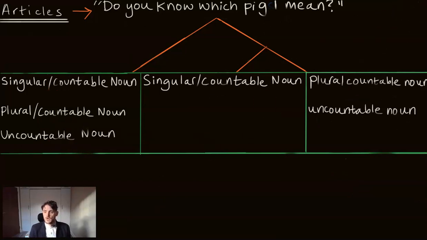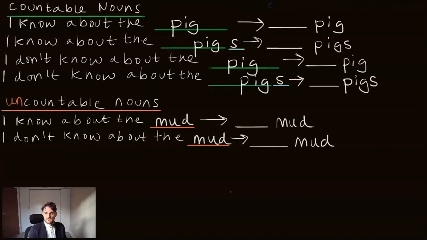I'm going to test you on the graph. Okay, we'll do the first one together. Look at the top. Countable nouns. I know about the pig. I know about the pig. So, it's the pig. Okay, so now go through each one and I'll go through them with you after you're done. Pause the video if you want to do this activity. 3, 2, 1, let's go.